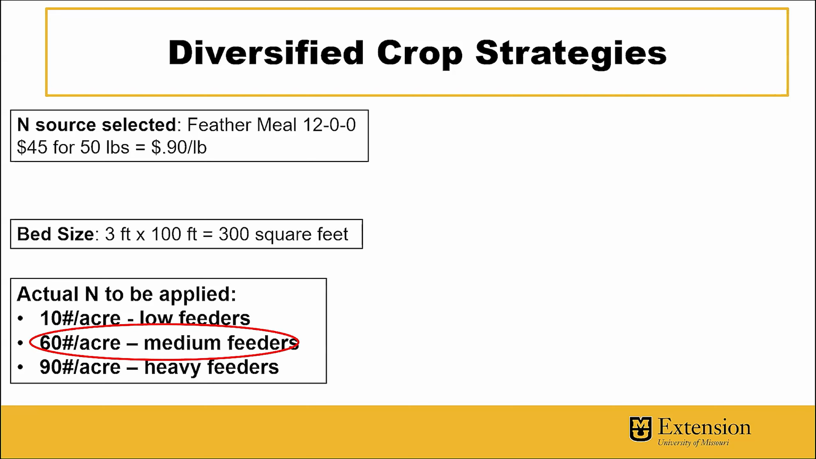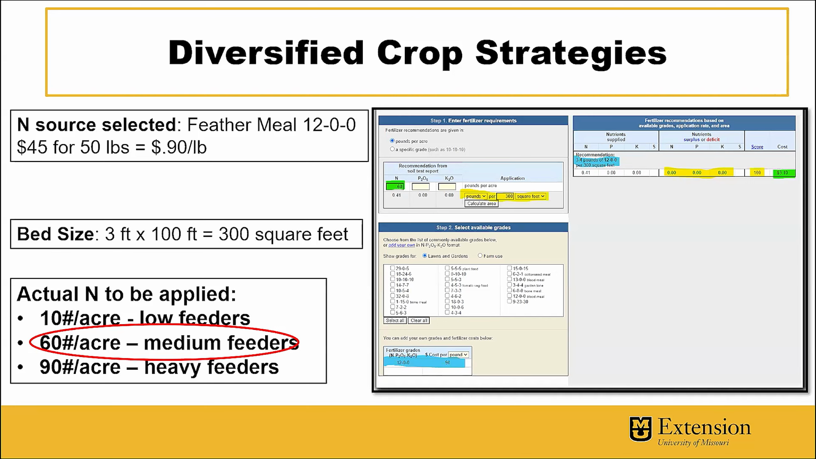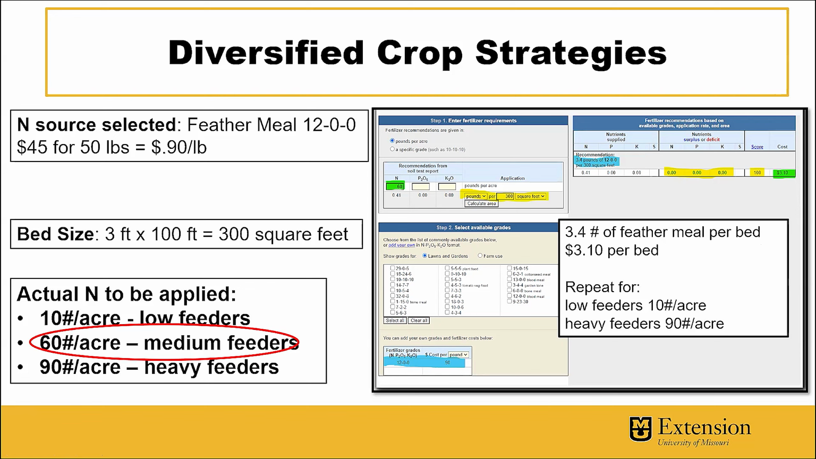Let's just dial in on some of the medium feeders like cucumbers and garlic. Let's go back to our fertilizer calculator and we input 60 pounds per acre of nitrogen. This time we're going to change pounds per acre to pounds per 300 square feet. We'll input our 12-0-0 feather meal at 90 cents per pound. And the output values are that we'll need 3.4 pounds of 12-0-0 per 300 square feet. This will give us a cost of $3.10 per bed. So we'll need 3.4 pounds of feather meal per bed, about $3 a bed.